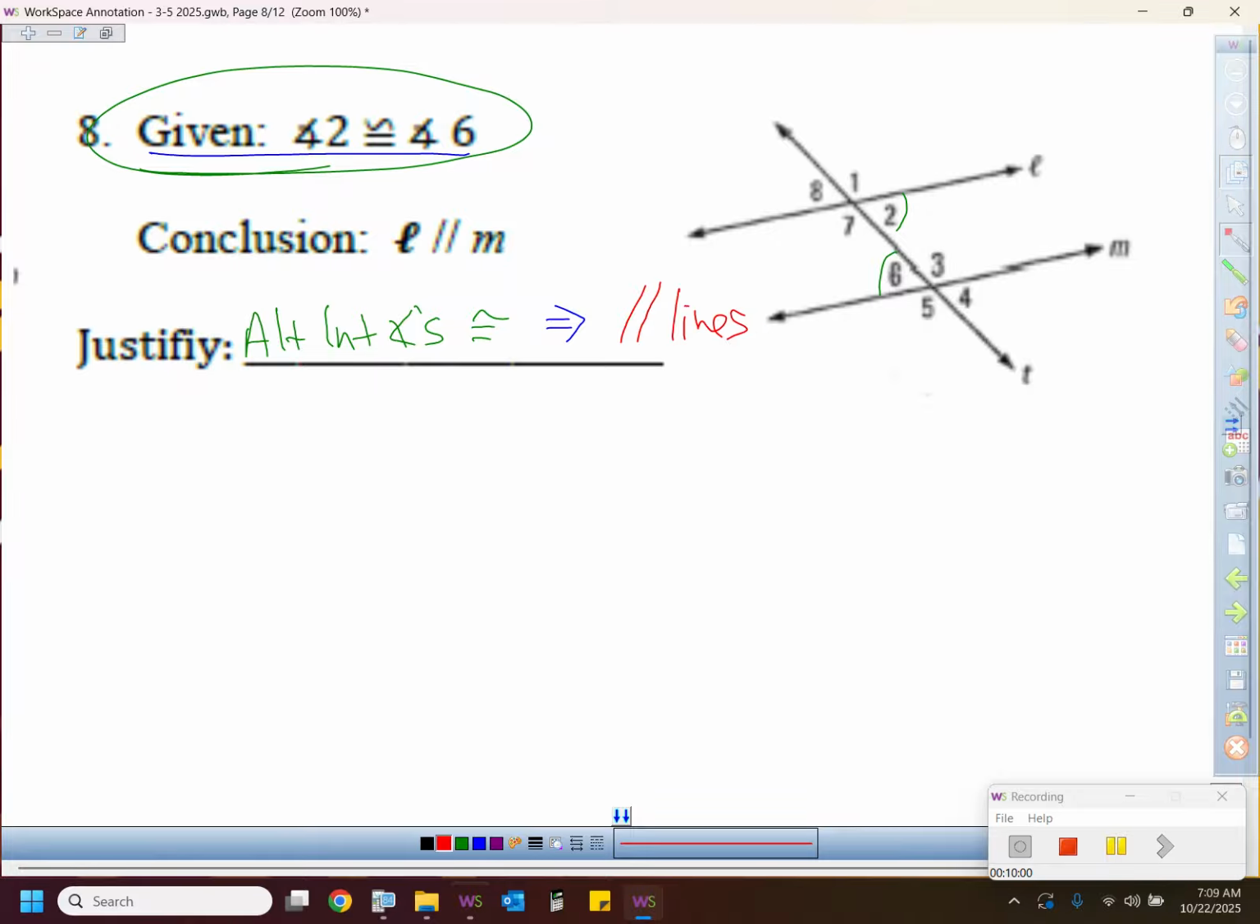So alternate interior angles congruent, boom, implies that I have parallel lines. Notice I'm only marking the given. You never mark the last step of what you're trying to prove. We'll learn why in chapter 5.